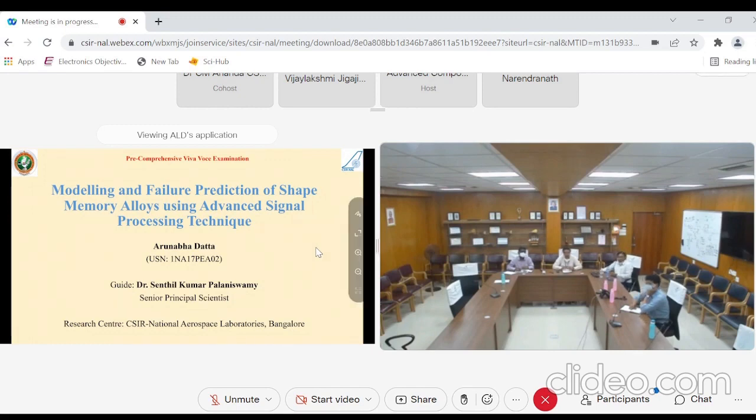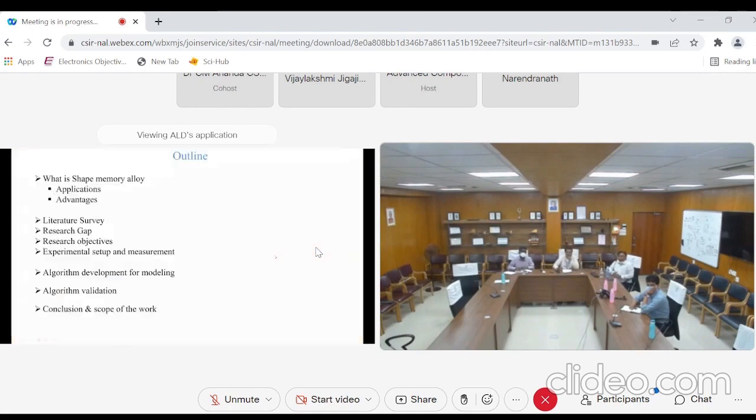So this is the outline of today's seminar. First, what is shape memory alloy, then applications and advantages of shape memory alloy, then literature survey, research gap in the shape memory literature, then research objective, then experimental setup and measurement. Based on the experimental results, we develop some algorithm for modeling, then algorithm validation, and conclusion and future scope of the work.